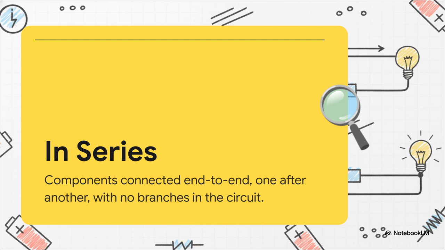But what does in series actually mean in practice? Well, it just means the components are connected end to end, one right after the other, forming a single continuous path. In a series circuit, there are 0 branches. The electrons have no alternate routes to take. They literally have to travel through every single component in the line, and that includes our measuring device.